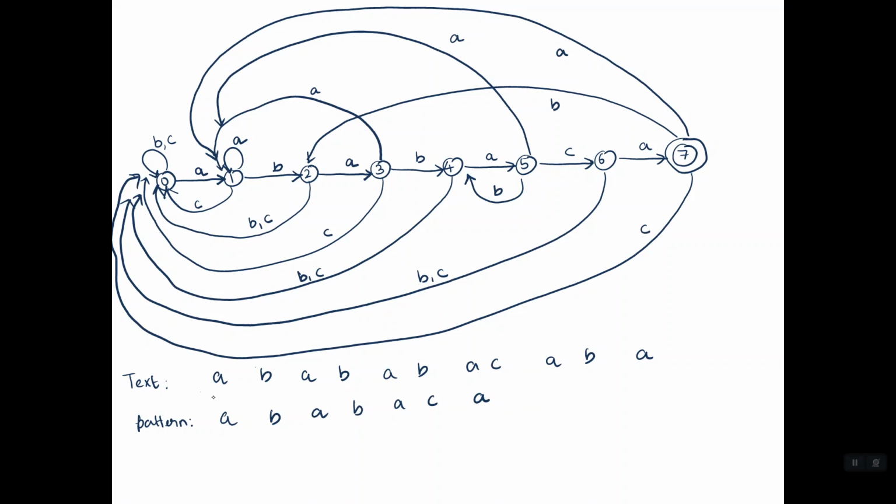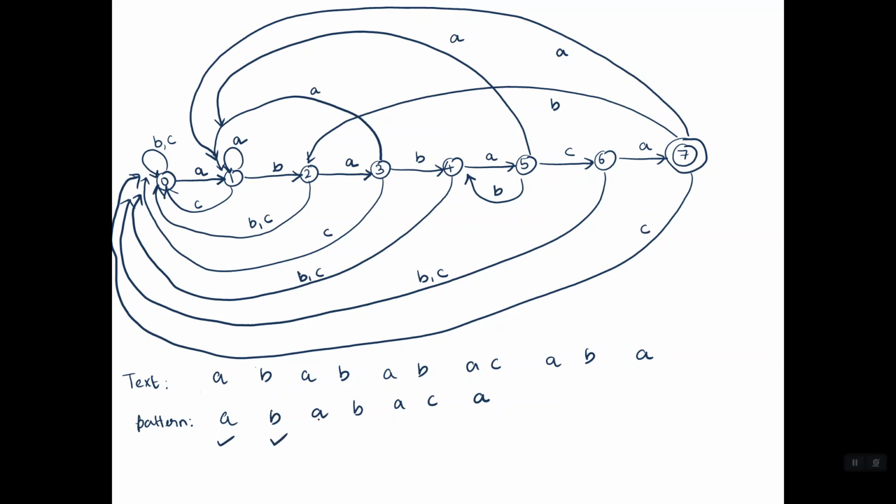So the first character is A. In my text, currently I am at state 0. I am going to check whether it is going to state 1 by accepting A. Yes, it is going to state 1, which means that this particular character is present. Next, from 1 to 2, I am going to check whether that is going to be B. Yes, 1 to 2 it is a B. That is also a match.